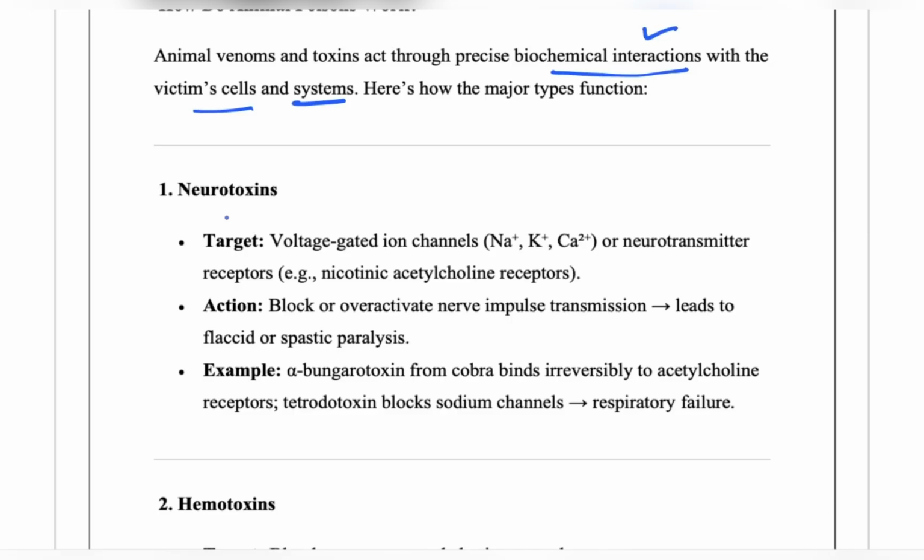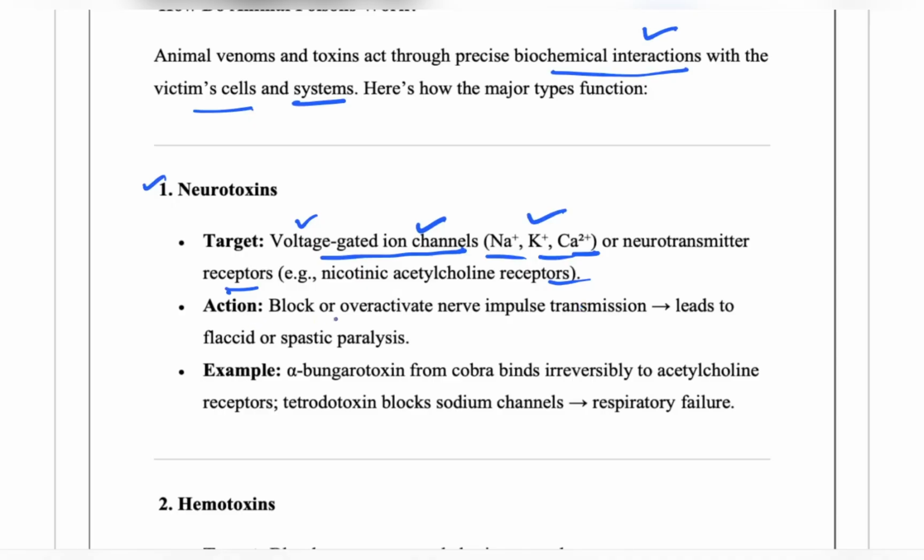First of all, if we talk about the neurotoxin. For neurotoxin, the target mainly is the voltage gated ion channels like sodium, potassium, and calcium channels. These channels are very, very important in generating the action potential and propagation of the action potential. The neural signal generation is held with these channels. So the target of the neurotoxin is these channels, and also the neurotransmitter receptors like nicotinic acetylcholine receptor, right? So basically the neural transmission is the target of this toxin, right?